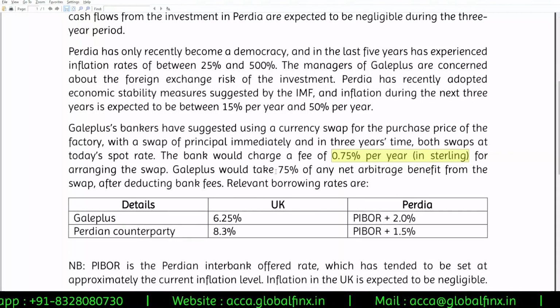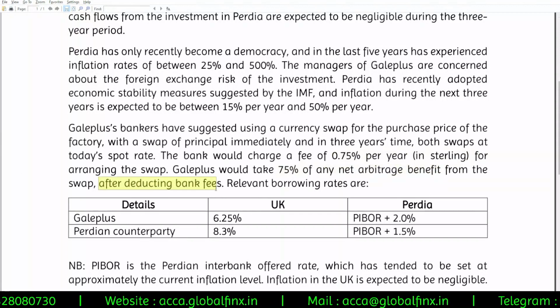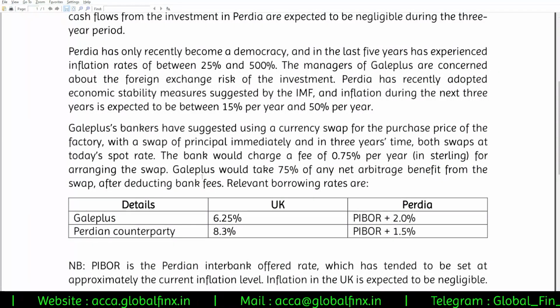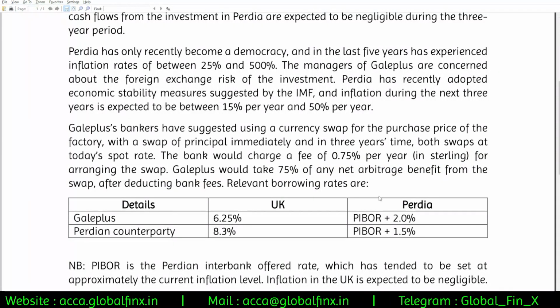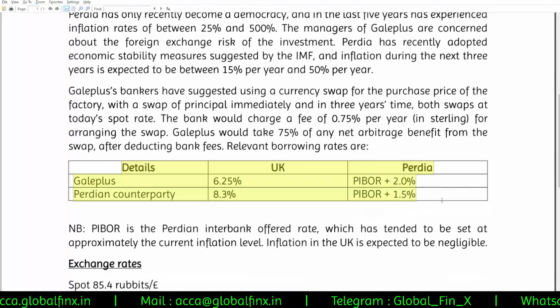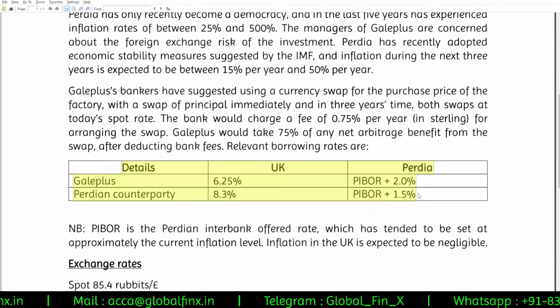Galeplus would take 75% of the arbitrage benefit from the swap after deducting the bank fees. So net savings into 75% will go to Galeplus. Relevant borrowing rates are given. So straightforward, we can take this particular table as is, and I can just figure out the differences and we'll work that out.